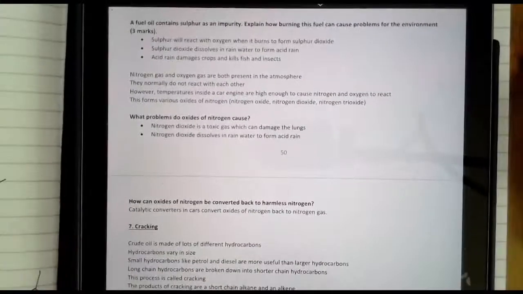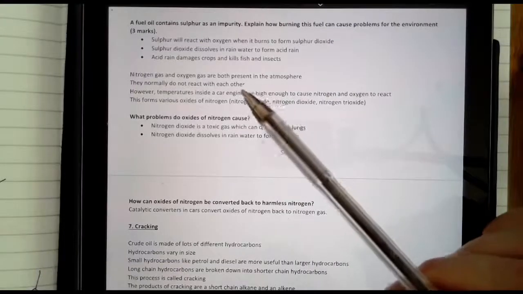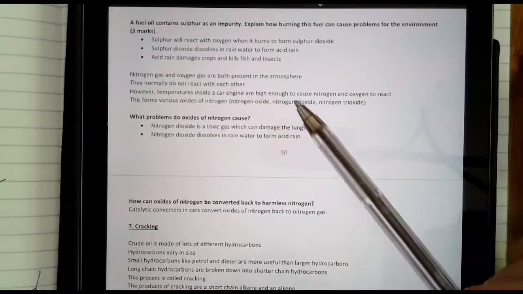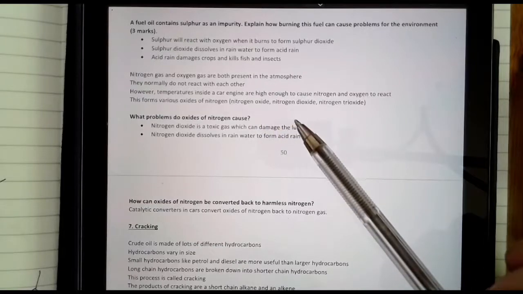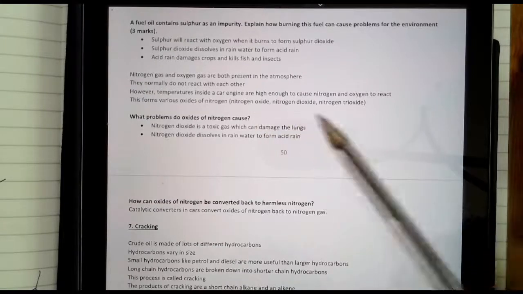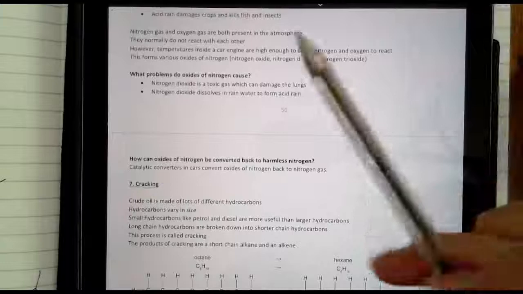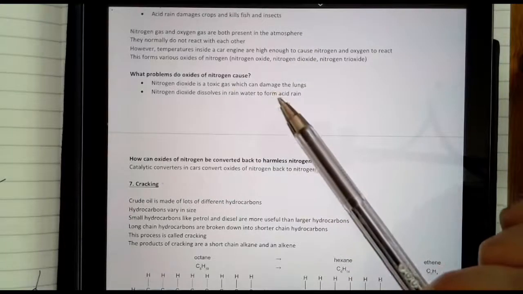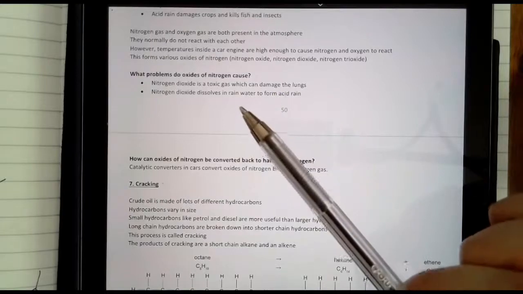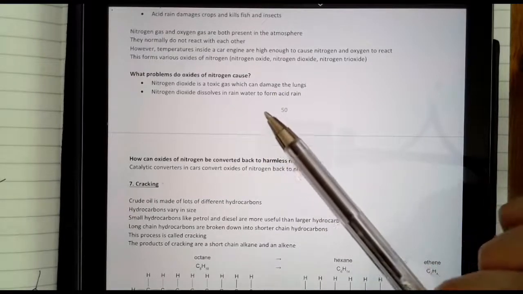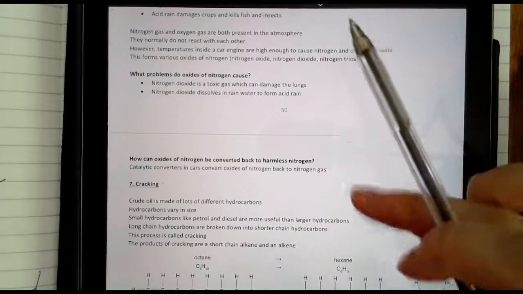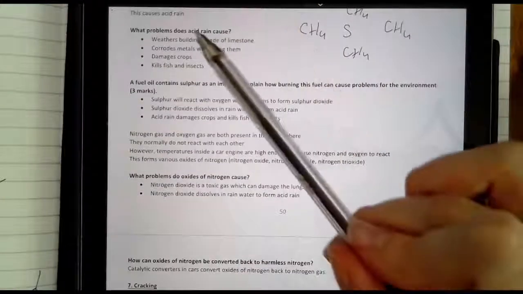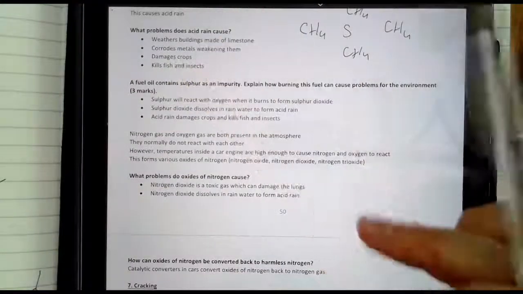So here, I've written this out for you. You find them both naturally. They don't normally react. At high temperatures, they do react and they form nitrogen oxides. So NO, NO2 or NO3. Breathing them in, it is a toxic gas in itself. Breathing in nitrogen oxides can damage your lungs, but again, as I mentioned, they can also dissolve in rainwater, form acid rain, and acid rain, as I said, has all of these effects on the environment and on buildings.